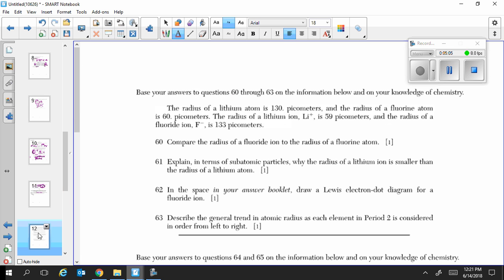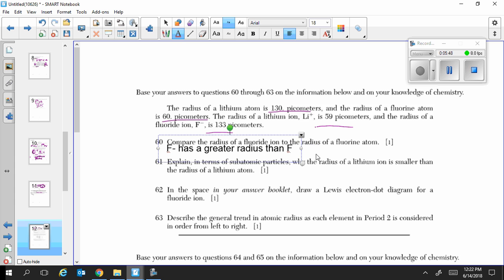Okay. The radius of a lithium atom is 130 picometers, and the radius of fluorine is 60. The radius of a lithium ion is 59, and the radius of a fluoride ion is 133. Compare the radius of a fluoride ion to the radius of a fluorine atom. So a fluoride ion is 133, so it's greater than. So an F minus has a greater radius. It's not atomic anymore, it's ionic. It has a greater radius than F.